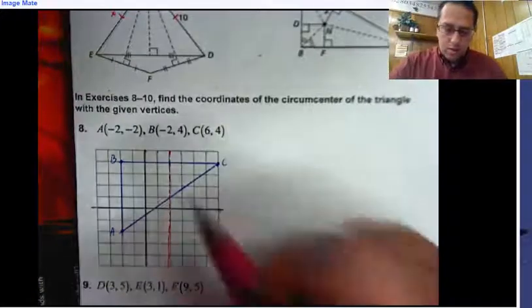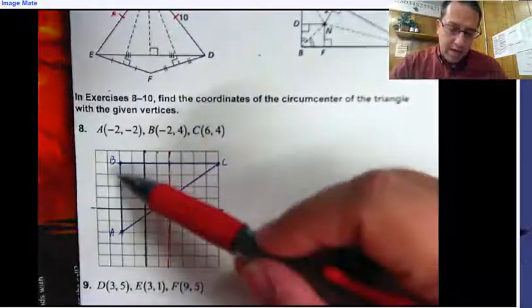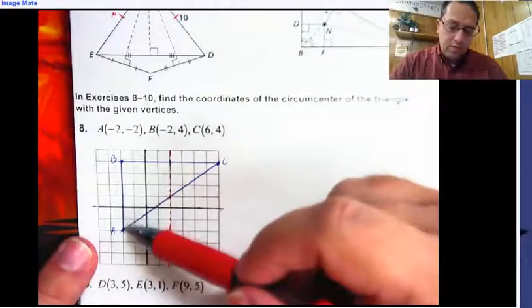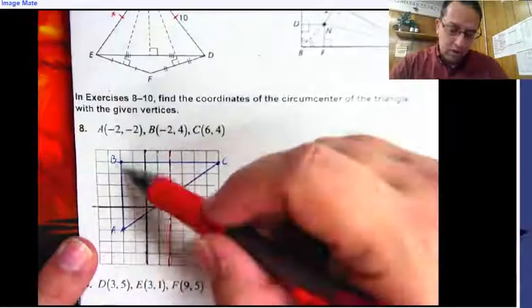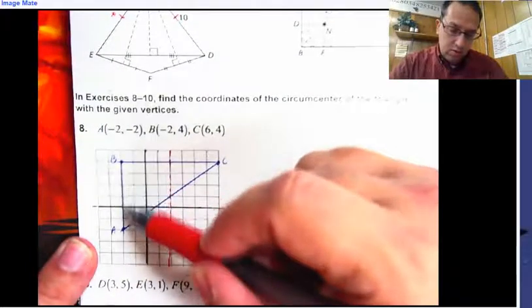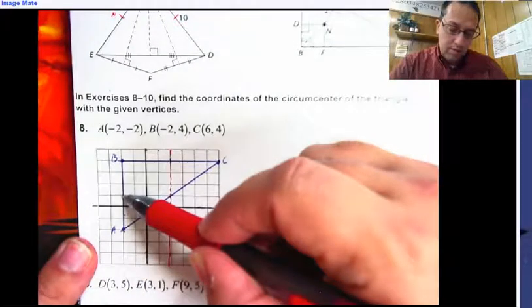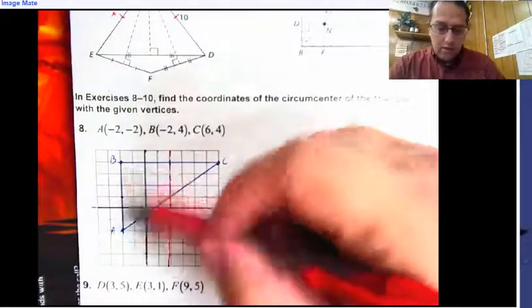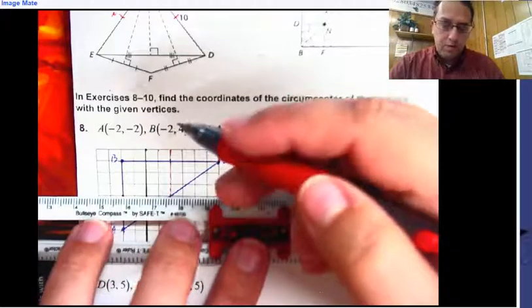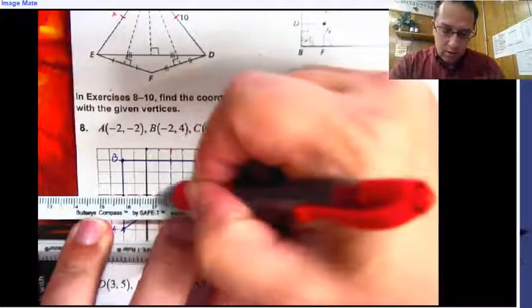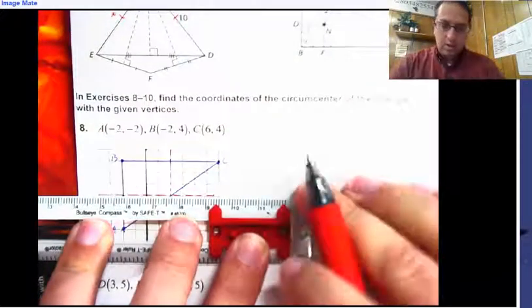All right, perpendicular. Now we do BA. We find the midpoint of BA, and we could use the midpoint formula, but it's on the grid line, so we can just count it. 1, 2, 3, 4, 5, 6. Half of 6 is 3, so 1, 2, 3, right here. It's a vertical line, so we need a perpendicular to a vertical line, which is a horizontal line. So, like so.